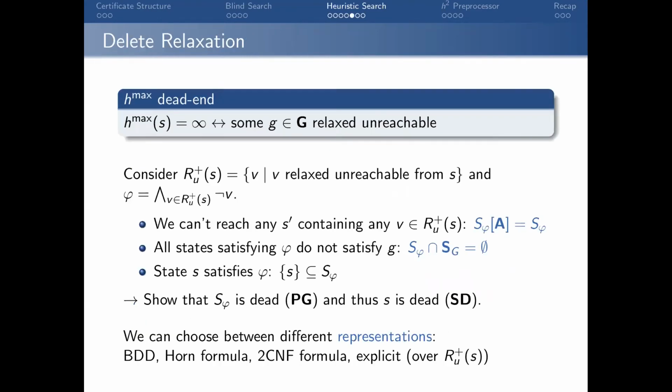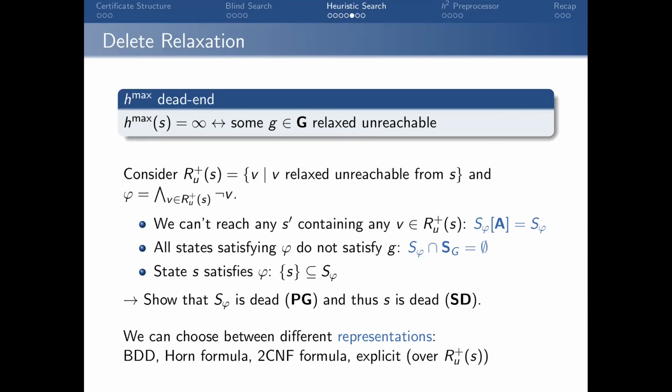Okay, then let's get to the heuristics, the interesting part. So how can we show, if a heuristic tells us a state is a dead end, how can we show that this state is dead? I will mention other heuristics afterwards, but only briefly.